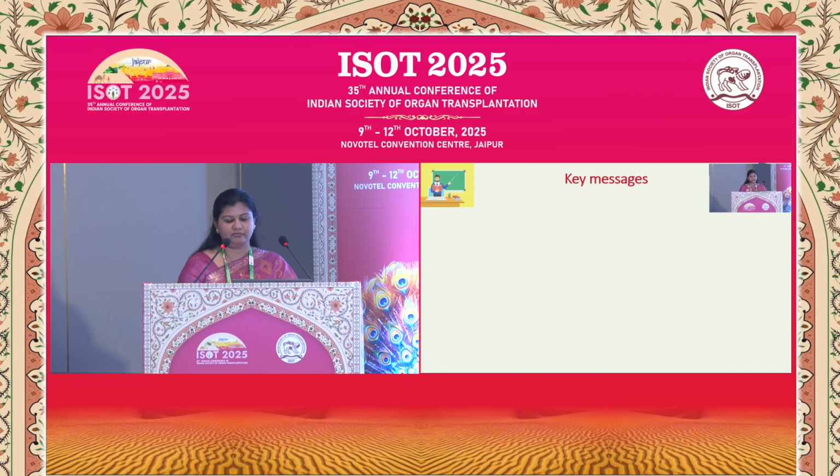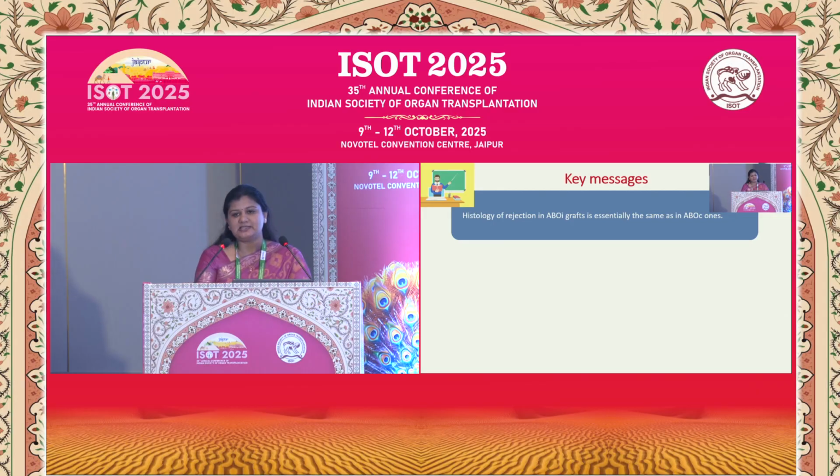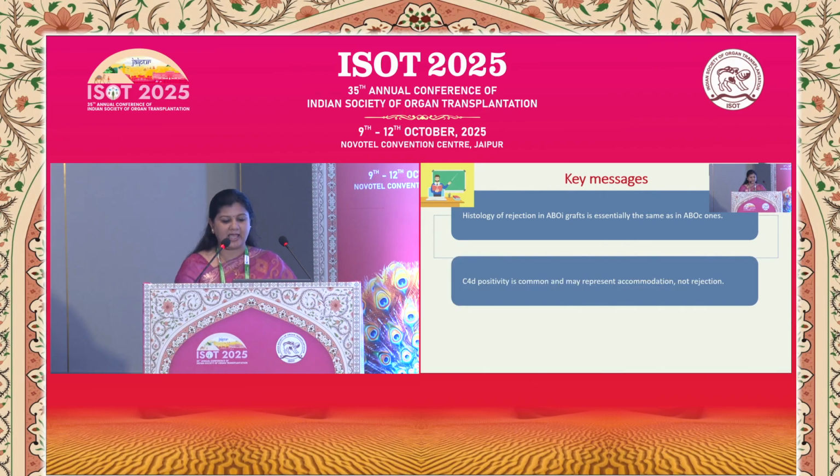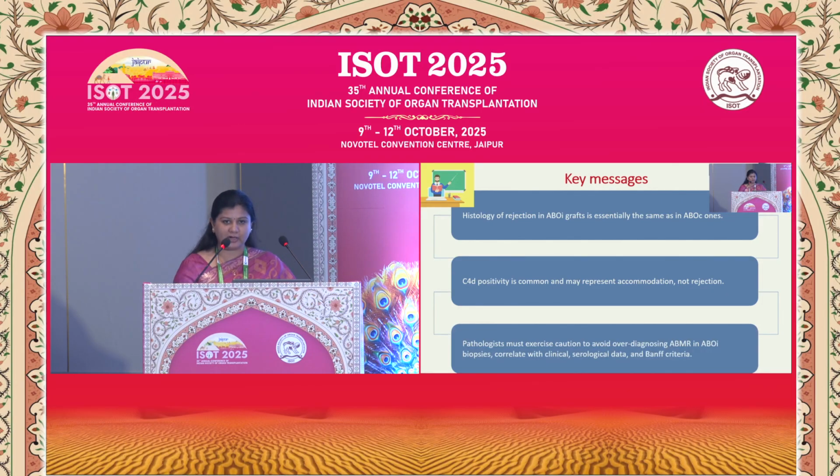So with this, I conclude with my key messages today: the histology of rejection in ABO incompatible transplants is essentially the same as in compatible ones. And C4D positivity is very common. We see it very frequently in our practice also. And it represents accommodation and not rejection. And for an accurate diagnosis, pathologists must be overcautious and we should take everything into account: the histology, serology, and the clinical scenario.